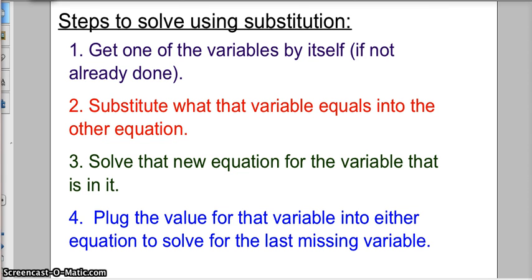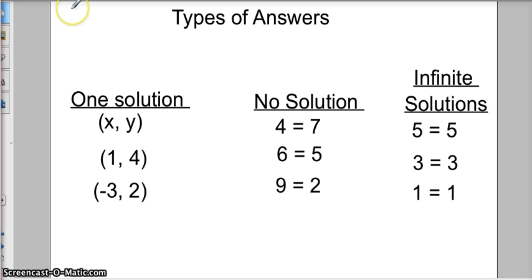And then you're going to write your answer as an ordered pair just like we did when we were graphing. Okay, so the types of answers you'll see, just like when we were graphing, we had one solution, no solution, or infinitely many solutions. So with one solution, we'll still have an ordered pair. This is just like when you were graphing and you drew your lines and they met at one point. We wrote down that ordered pair. That's one solution. That's what your answer will look like.